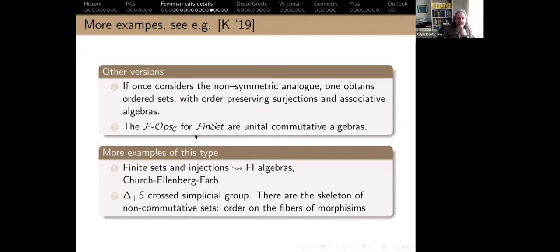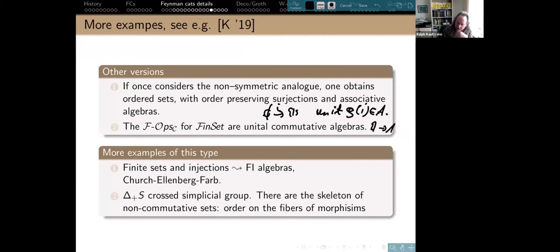If you take finite sets, the only other generator will be the one going from empty to 1, and this will provide a unit. If you go from empty to 1, the image of this map, call it rho of I, is an element in A, which is exactly a map from 1 to A, the unit U. That's really nice. So you get unital commutative algebras.